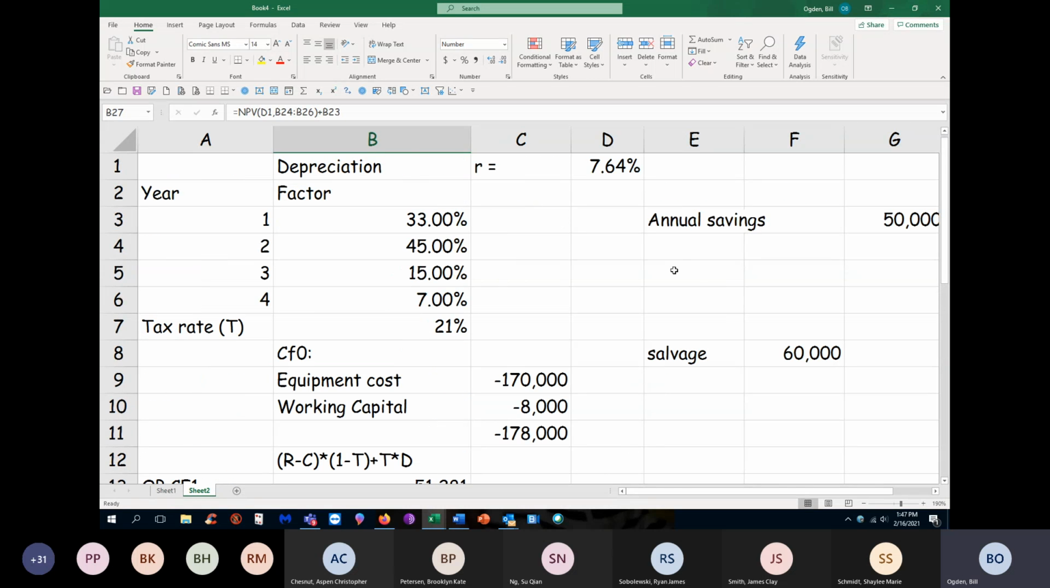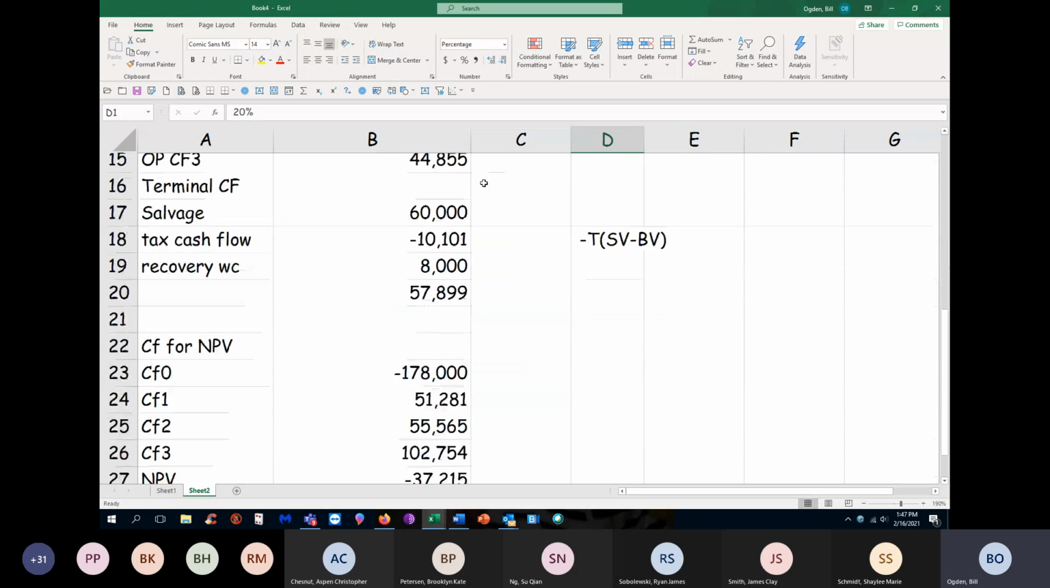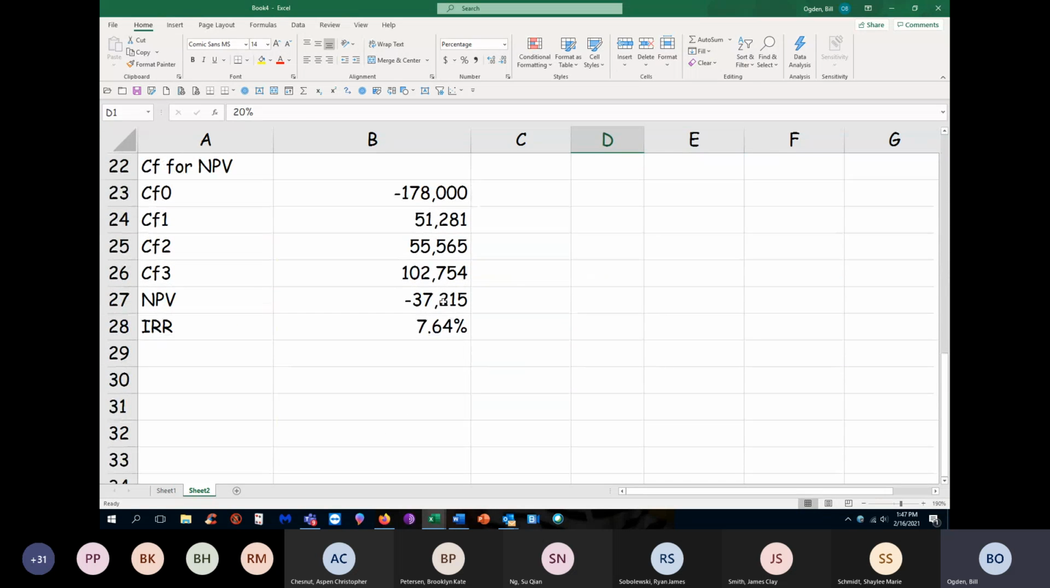But this started out with a 20% cost of capital, and therefore, it's a highly negative NPV. In order to fund this, we'd have to get that cost of capital down to 7.64%. All right, I guess that's all we have.